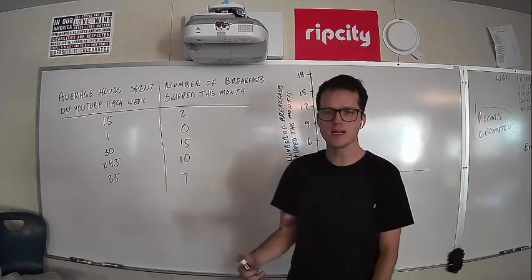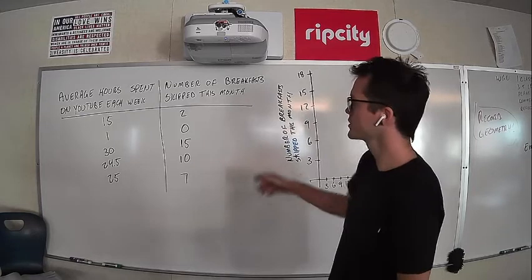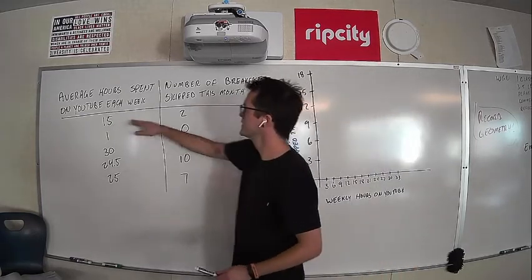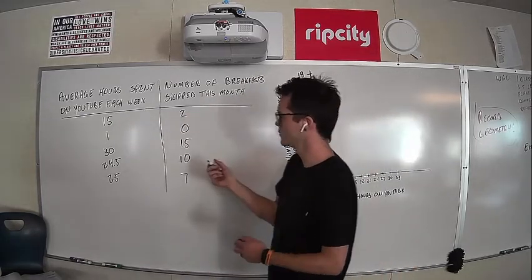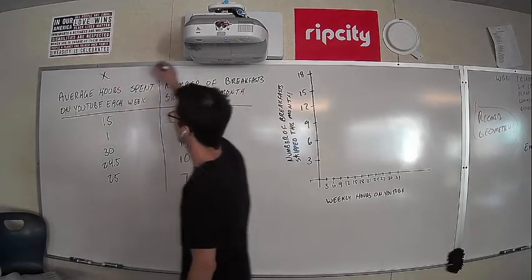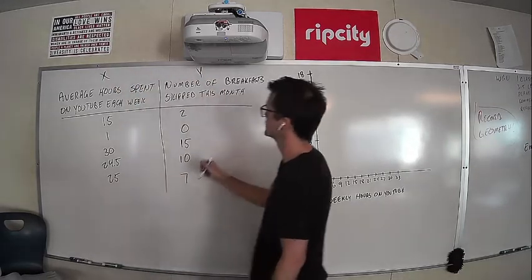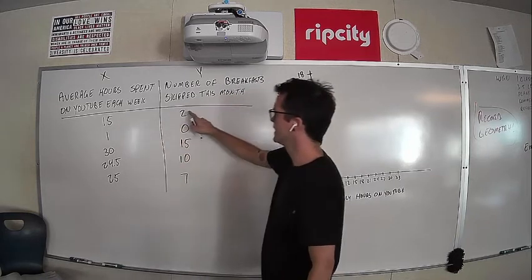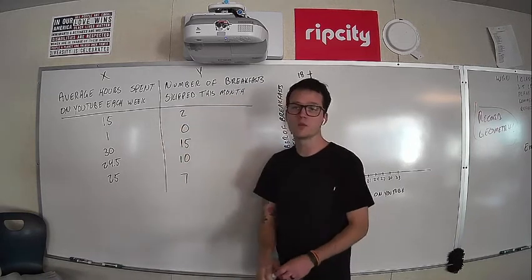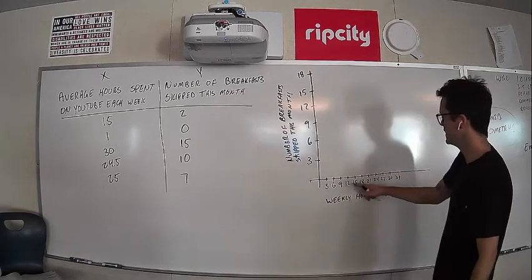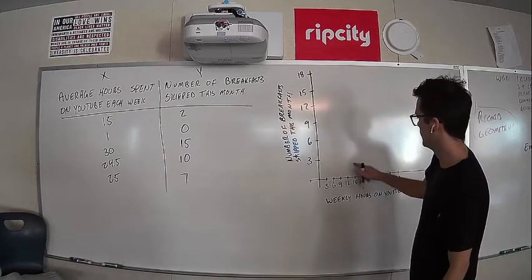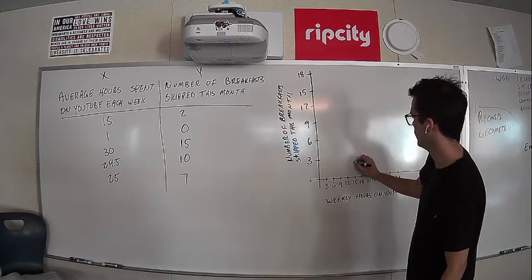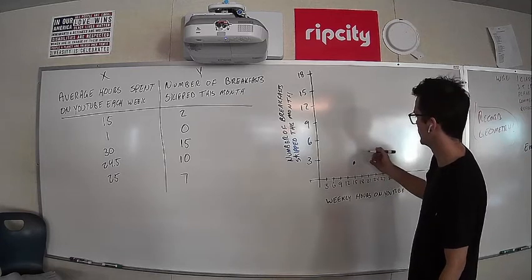So let's plot some dots. Let's see what happens here. The first one, we have an input of 15 and an output of 2. We know that inputs are always our X values, outputs are always our Y values. I noticed I just said X; I meant to say 2. So when we plot this point, we're going to find 15 on the x-axis, and we're going to go up to 2 on the y-axis. So there it is, 15, comma 2.